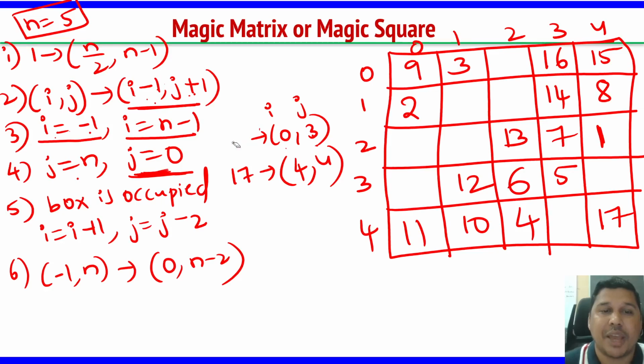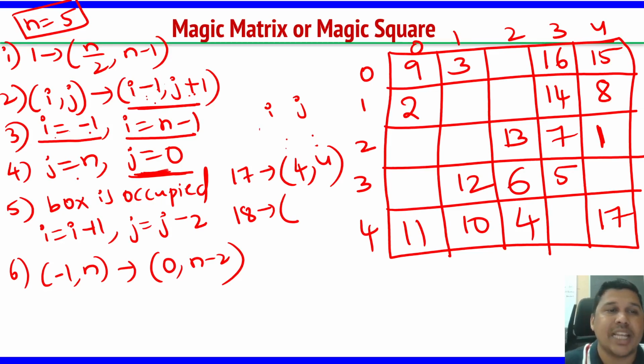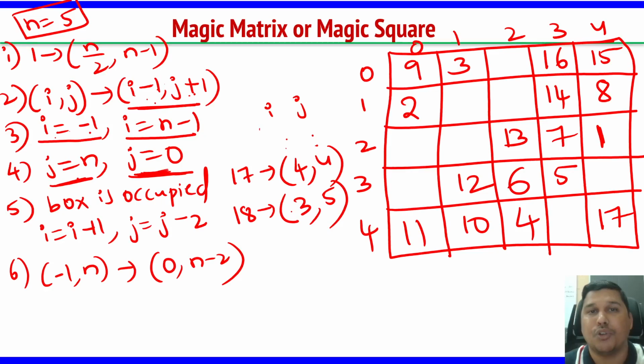Next, if a previous element is at 4, 4, then the next number 18 will be at i minus 1. That is 4 minus 1 means 3, j plus 1, that is 4 plus 1 means 5. Again, this is going beyond my range. The j value is going to n. Apply rule number 4. What is rule number 4? Whenever j is n, make it 0.